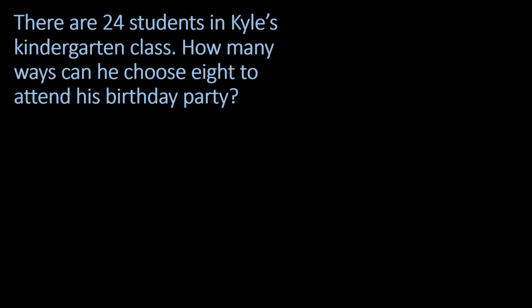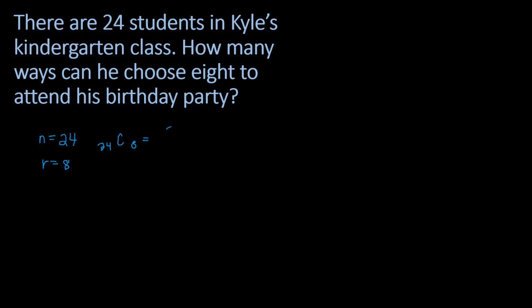Okay, there are 24 students in Kyle's kindergarten class. How many ways can he choose 8 to attend his birthday party? So, attending a birthday party, your order doesn't matter. They're all going to the same party. So N is 24. And then he has to choose 8, so R is 8. Okay, so we have 24 C 8.